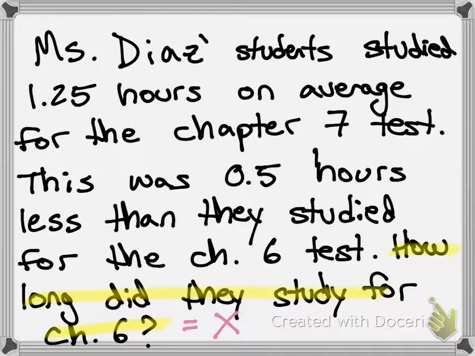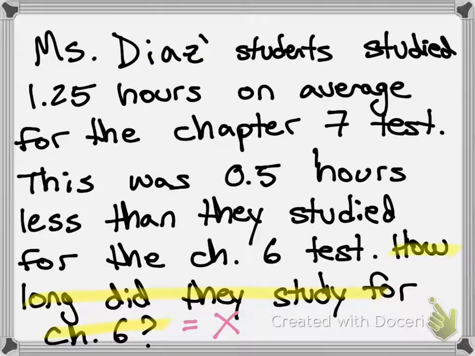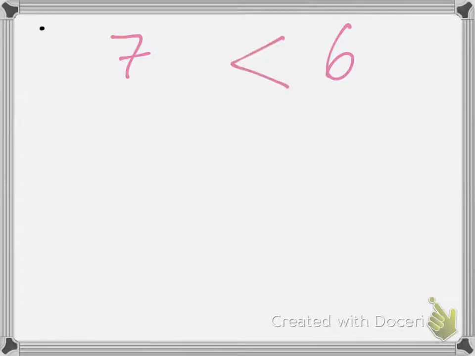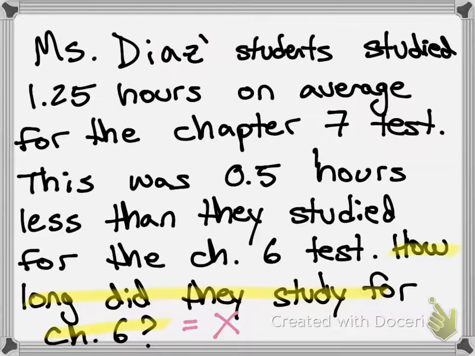So I got 0.5 plus x equals 1.25. But let's break this down. I'm going to show you. Here's our Chapter 7 test. Here's our Chapter 6 test. Which test did they study for longer? Lucy: Chapter 6 test. So we know our Chapter 6 has to be longer. How long did they study for that Chapter 7 test, Hannah?